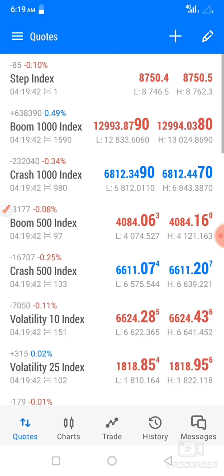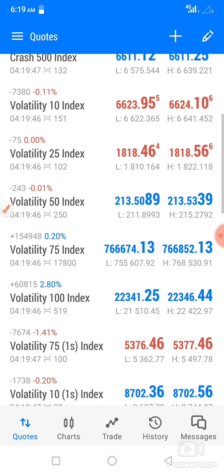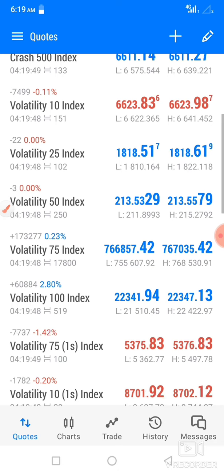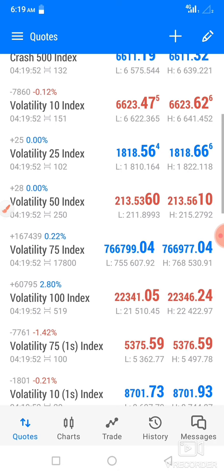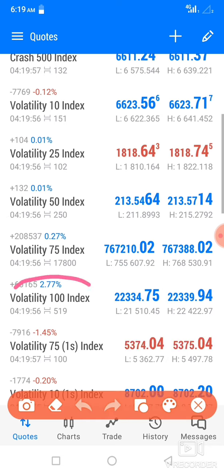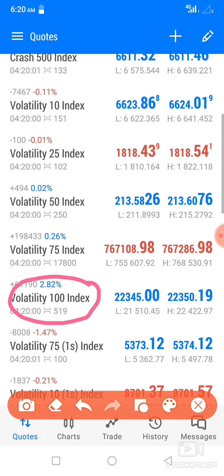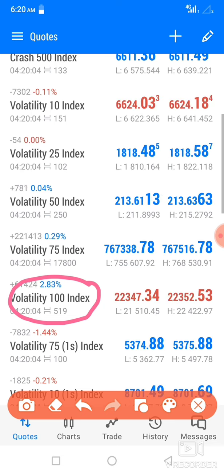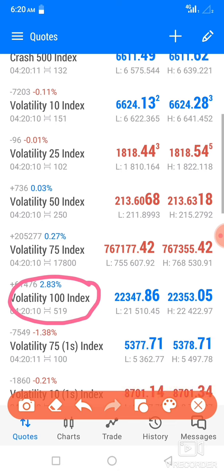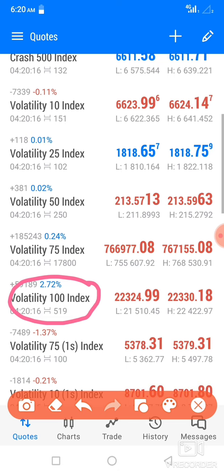For the volatility 10 index, it needs also better capital. The volatility 50 index, they need better capital. Whereas still, when you have smallest accounts which are less than $50 or $100, don't go for volatility 100 index. This can destroy your account within some seconds. This volatility 100 index, this is dangerous. But if you have big accounts, $100, $500, $1,000, you can go for this volatility 100 index.